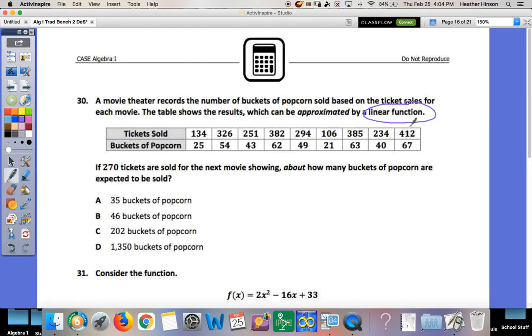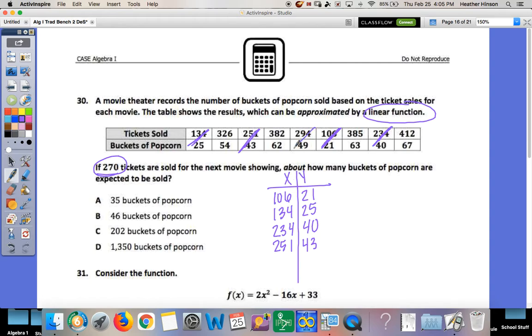So the first thing that you really should do here is put these in order. So that's what I'm going to work with first. I'm going to go least to greatest. Our lowest number is 106.21. Then we got 134.25. What's next? 234.40. 251.43. And we want to figure out what 270 is. So I'm going to keep going until I hit 270.